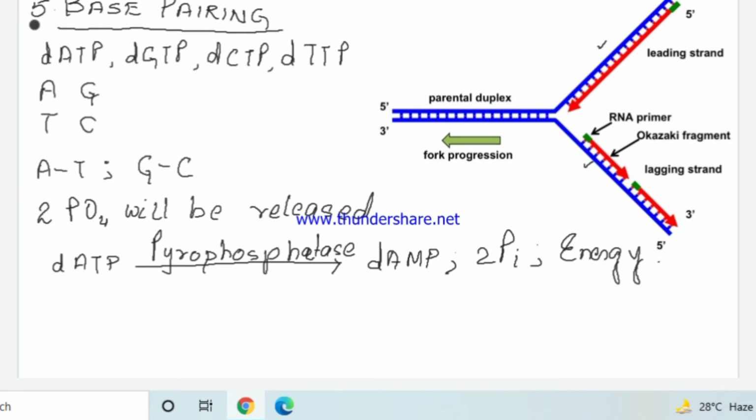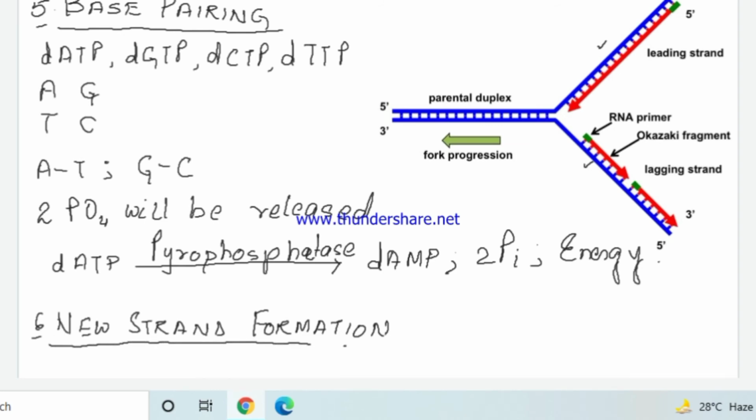Now the next step comes where the new strand formation takes place. So what happens here? This requires the enzyme DNA polymerase.